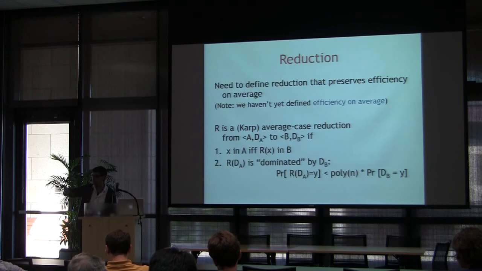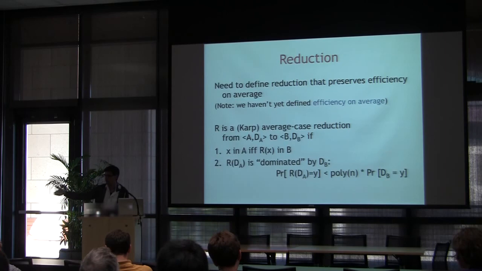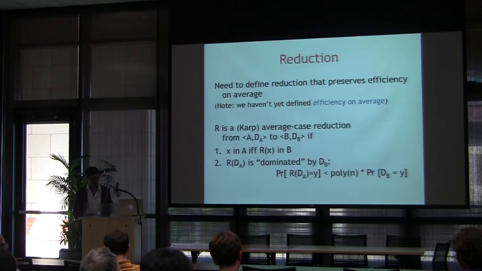Okay. So then it's also easy to show that those reductions compose, because of this property, you just lose some extra factor when you compose them.